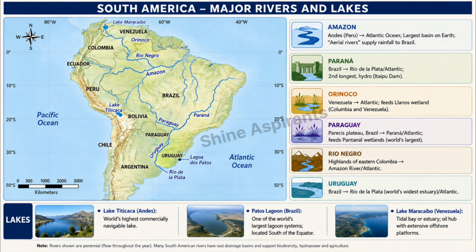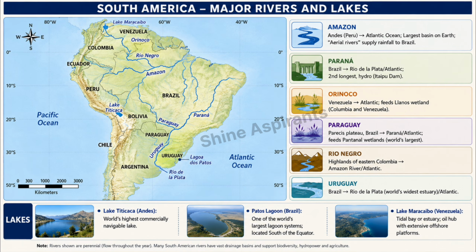South America, rivers and lakes. Amazon River. Origin, Andes, Peru, Atlantic Ocean. Key facts. Largest river basin on earth. World's largest river by discharge volume. Aerial rivers, moisture from Amazon supplies rainfall to Brazil and beyond. Amazon rainforest, world's largest tropical rainforest.